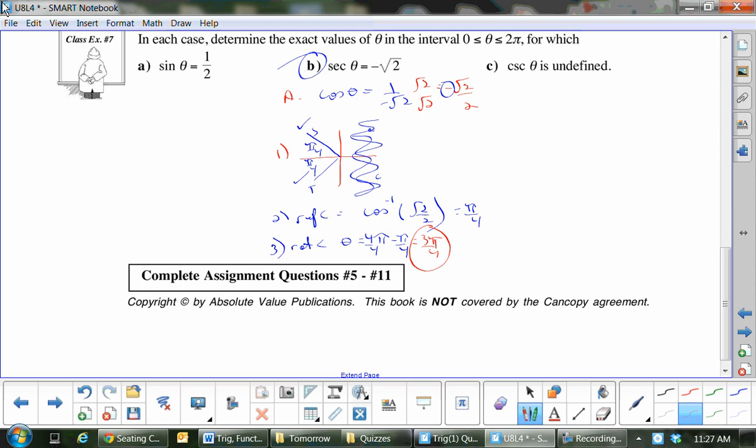And just down here we have a little bit of room. Let's find the second one. How would I find the second one? Pi plus pi over 4. And that's the same thing as 4 pi over 4. That's 5 pi over 4. Now, if you know your unit circle, you should be able to even imagine where they are.